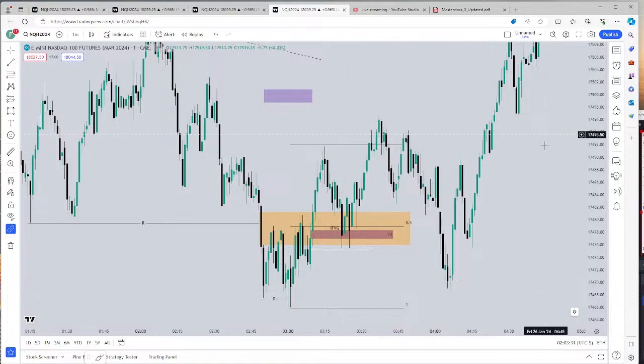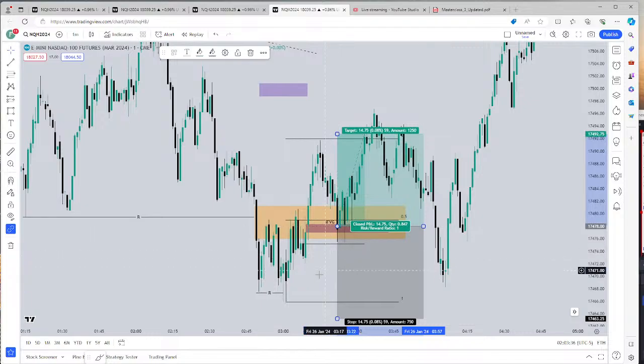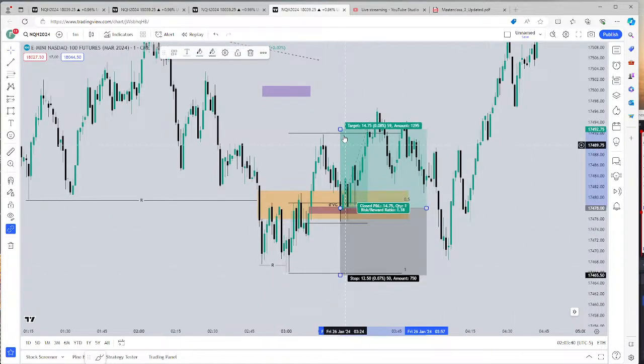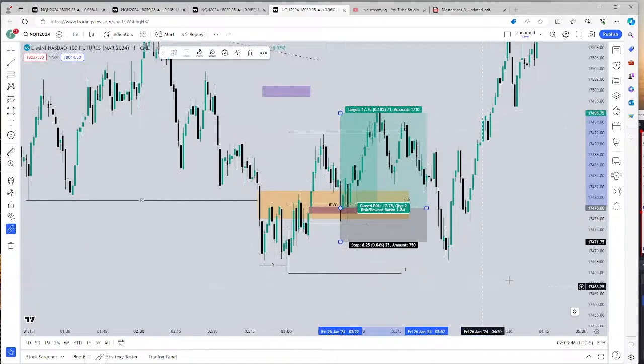So there's 2 things to talk about here. The entry, obviously, you can go long from here. Where does your stop loss go? Now, here's the thing about stop losses, guys. If you put your stop below this low, well, guess what? You're not getting a 1 to 2. If you put your stop loss below the next swing low, guess what? You are getting a 1 to 2.